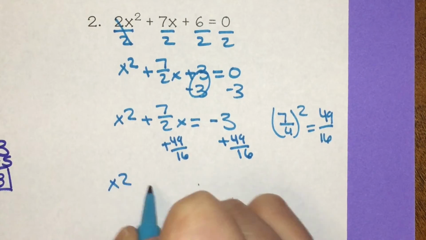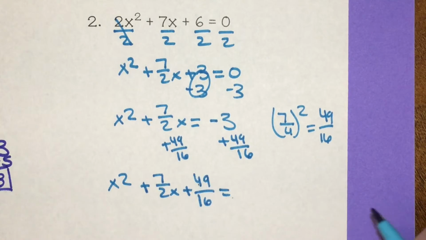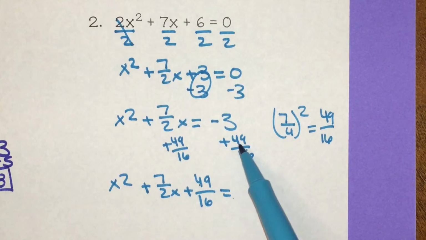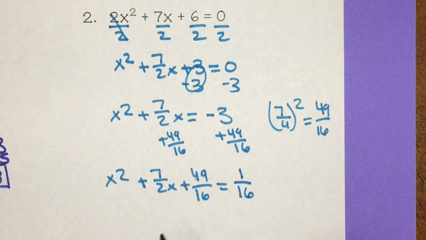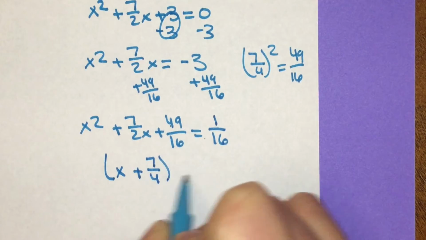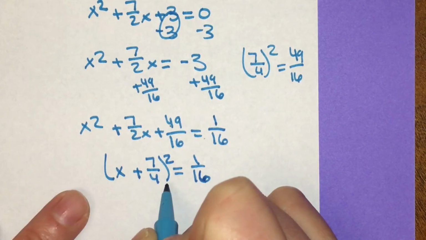All right, so we have x squared plus 7 halves x plus 49/16 is equal to negative 3. Let's see, if we convert that into 16ths, that would be negative 48/16. So negative 48/16 plus 49/16 is just 1/16. All right, so now I'm going to factor. This becomes x plus 7/4 squared is equal to 1/16. I can't forget that that side is squared because it's multiplied by itself.